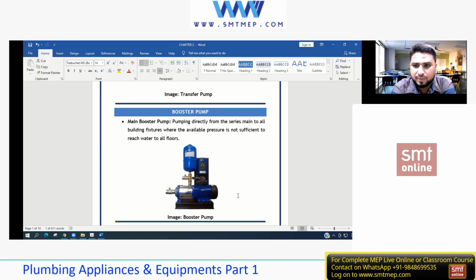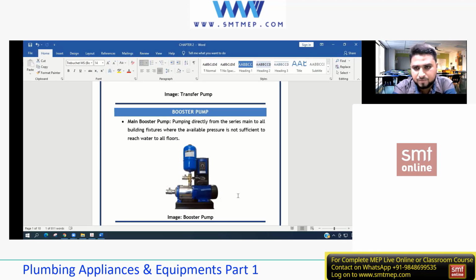Now, what is the main difference between a main booster and a hydro booster? I told you about these 2 classifications. The main booster is something you see on the ground level or in the basement level. If I compare the transfer pump system and the booster pump system, the transfer pump is nowhere connected to the fixtures. Whereas in the booster pump system, or main booster, the main booster is always located at the ground level or the basement level. This booster set is directly connected to the fixtures.